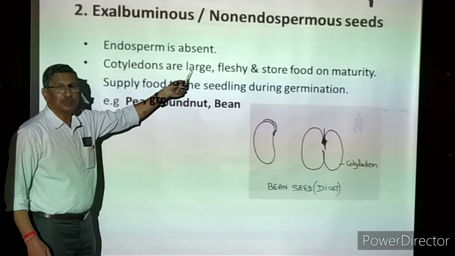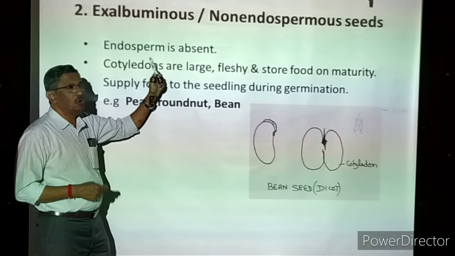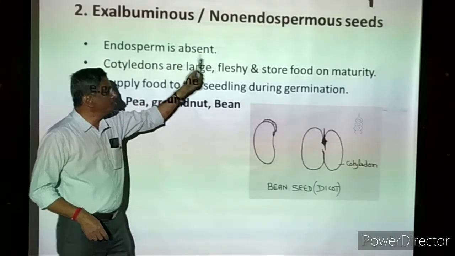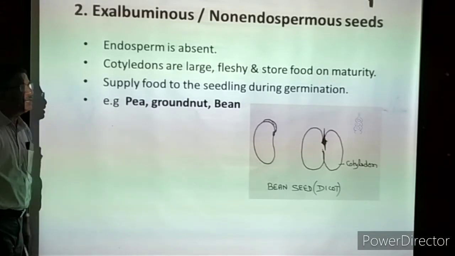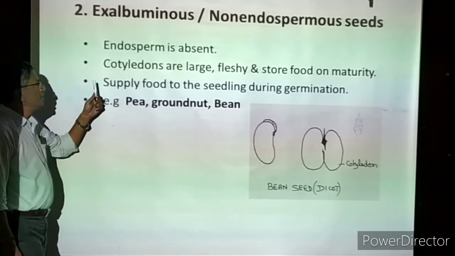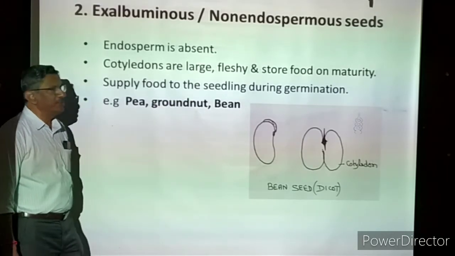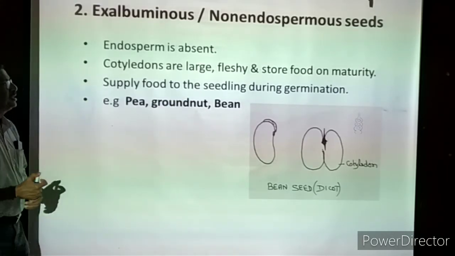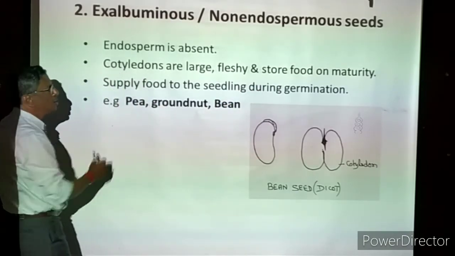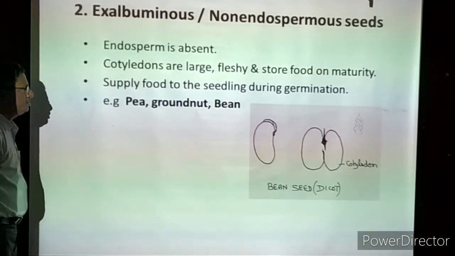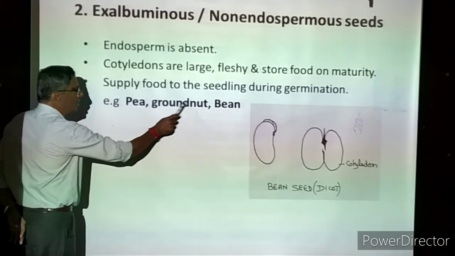Cotyledons are large, but where is the food stored if the endosperm is not present? Cotyledons are very large, fleshy and store food on maturity. On maturity, the cotyledons are storing food, which is supplied to the seedling during germination. That means the food present in the cotyledons is supplied to the seedlings at the time of germination. Examples: pea, groundnut, bean.